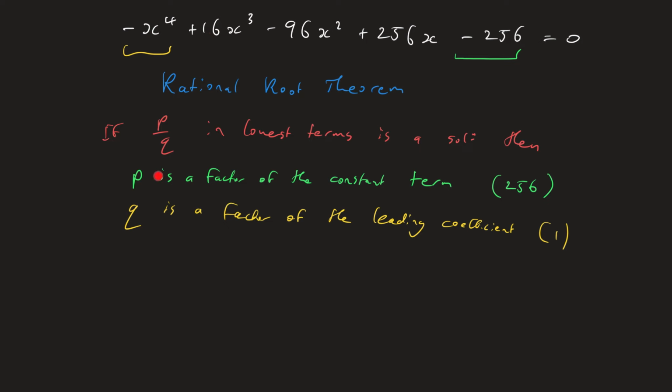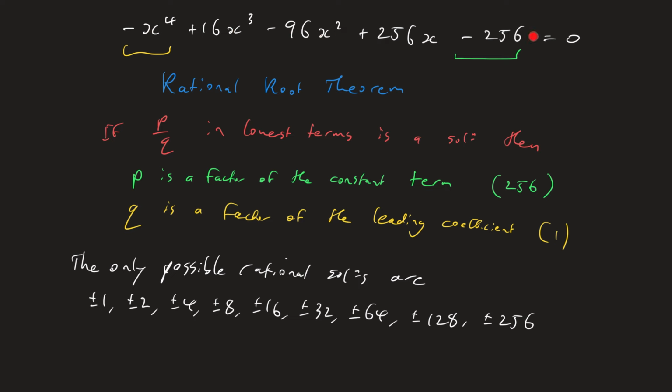Now we can change signs here, so a factor could be 2 or -2 or 1 or -1 or 4 or -4 and so forth. Since 256 is 2 to the power of 8, its factors are simply the powers of 2, and so from the rational root theorem we conclude that the only possible rational solutions in x to this quartic equation are plus or minus 1, plus or minus 2, plus or minus 4, plus or minus 8, plus or minus 16, plus or minus 32, plus or minus 64, plus or minus 128, and plus or minus 256.